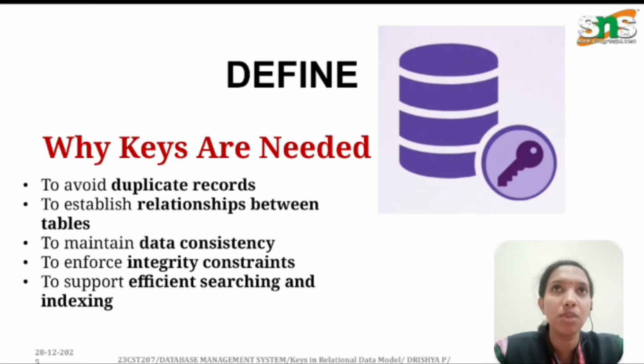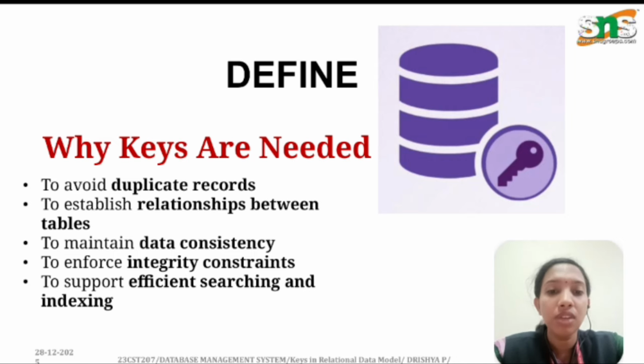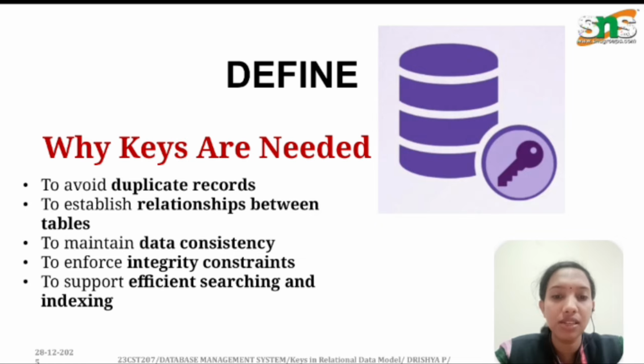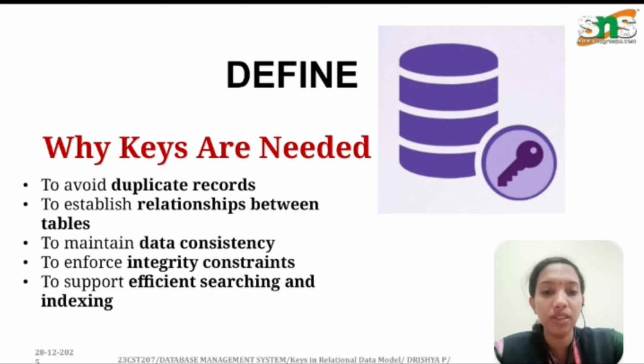Avoid duplicate records: suppose a table contains similar records more than one time, we use keys for deleting or avoiding these duplicate records, and for connecting different tables. Null data is removed, and that is data consistency and integrity constraints, which means checking whether the given data and the saved data are the same or not. Then efficient searching and indexing.